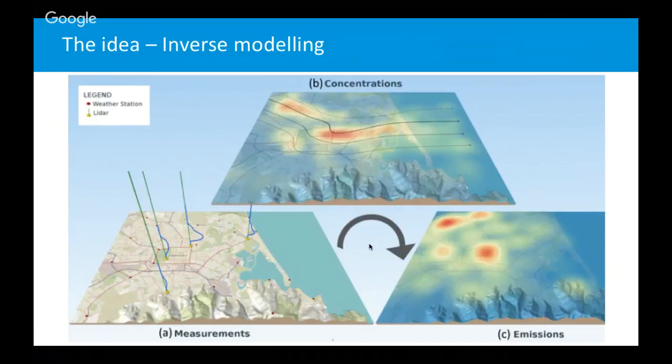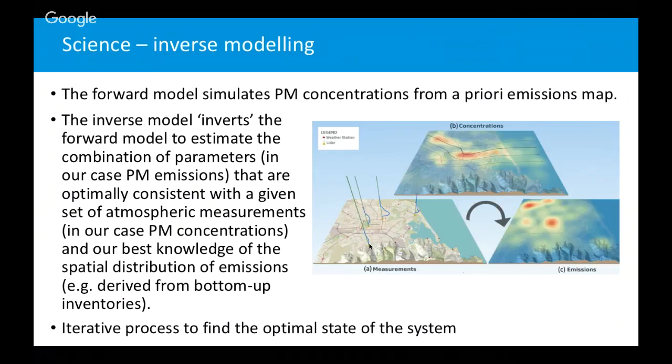So, and I'm not an inverse modelling expert, so don't hold me to any of this. But from what I know about it, we use a forward model to simulate the particular amount of concentrations from a priori emissions map. So we start with our best guess at what the emissions are. We run an air pollution model forward in time with the meteorology and predict what the concentrations are. So essentially go from emissions to concentrations in the model world.